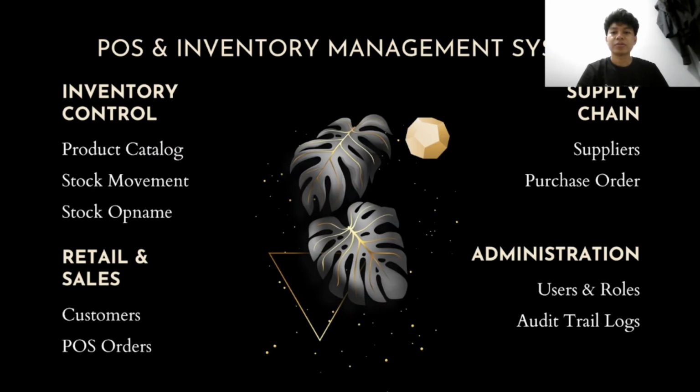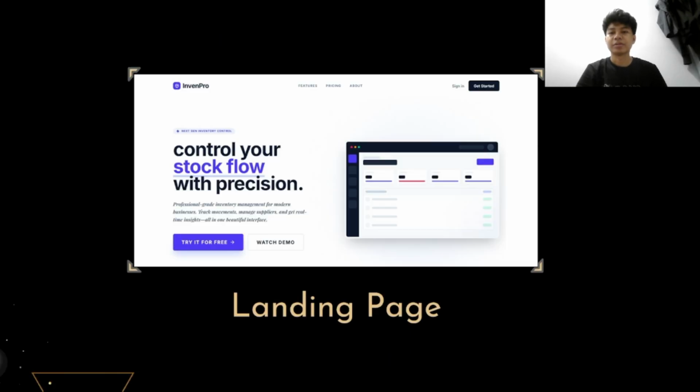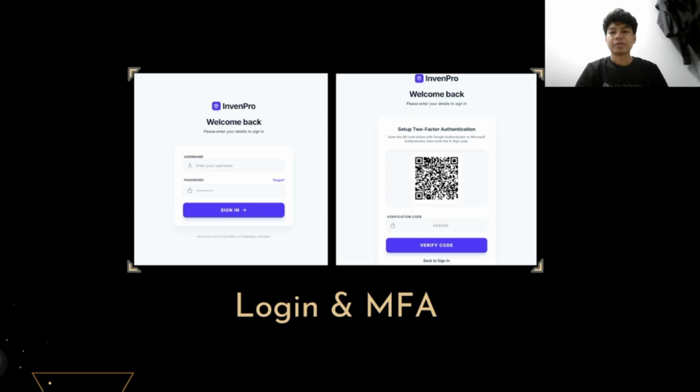Our system is designed to help businesses manage their inventory, sales, purchasing, and user administration in one integrated platform. It consists of 4 main modules: inventory control, sales and retail, supply chain, and administration. This is the landing page of our application. It introduces InventPro and gives users an overview of the system. This is the login page. Users enter their username and password to access the system. To improve security, we also implement multi-factor authentication.